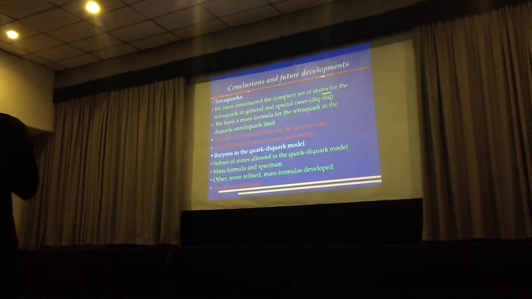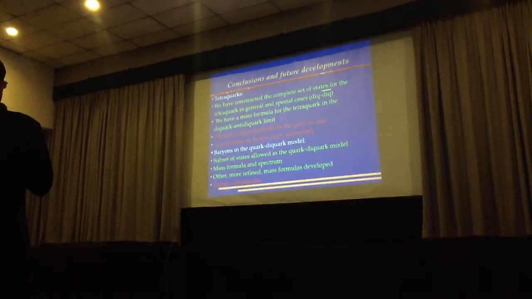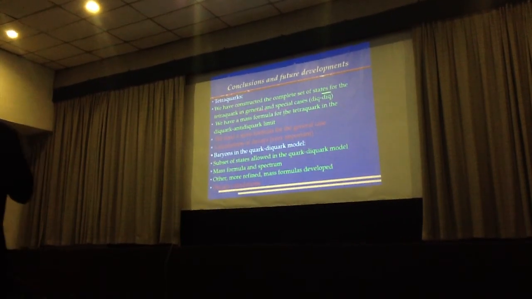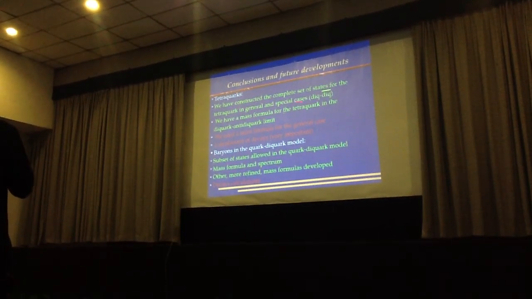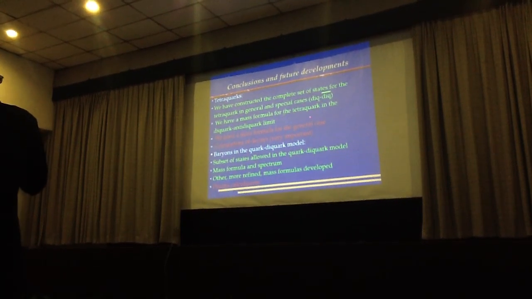Then for the conclusion, in green we see what we have done, and in red what we plan to do in the future. We have constructed the complete set of states for the tetraquark, and we also have the special case, dipole-antidipole. We have a mass formula only for the dipole-antidipole limit. We are working on a mass formula for the general case.